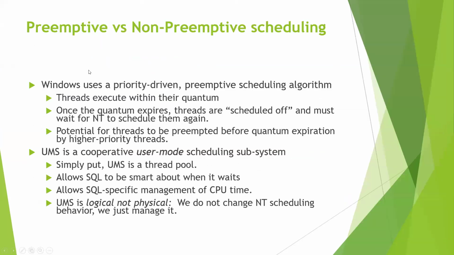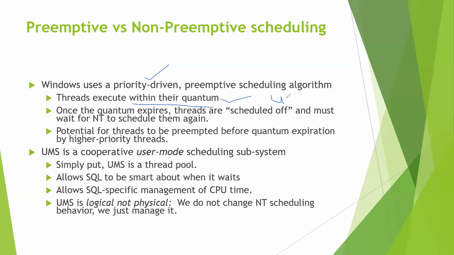Okay, so this is what we talked about, preemptive versus non-preemptive scheduling. Windows uses a priority driven, I told you, right? So it is priority driven, whereas whenever a high priority thread comes in, the other thread will be kicked out of CPU within quantum, right? So Windows uses a priority driven preemptive scheduling algorithm, right? Windows thread executes within their quantum, right? So I told you 4 milliseconds.